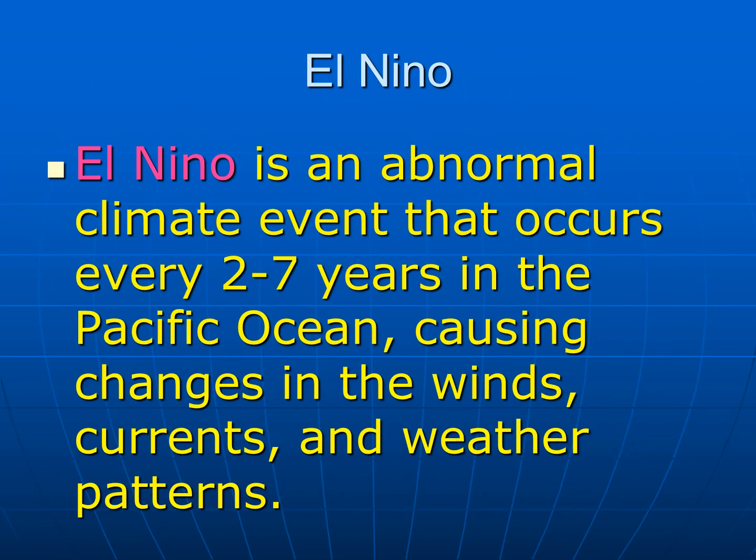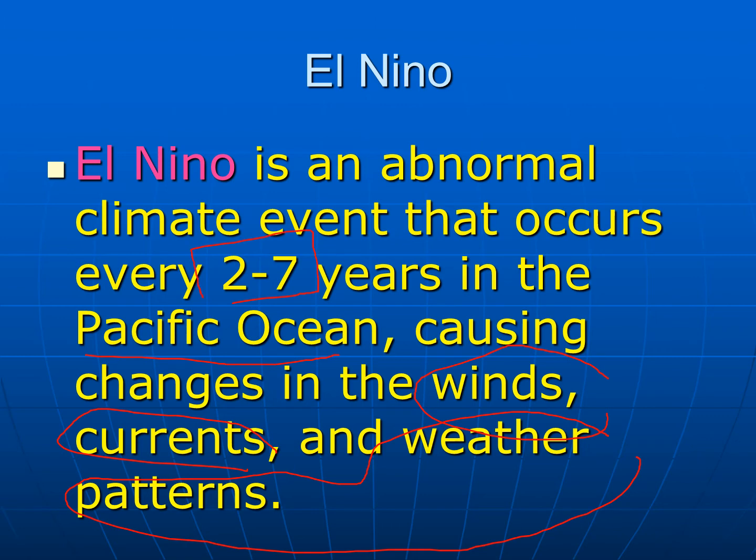Now, you probably heard about this, but this is going to be a quick little review. El Nino is an abnormal climate, and it happens every 2 to 7 years on the Pacific Ocean. Okay, this causes changes in winds, currents, and weather patterns. It's not all about just global warming, but this is something that happens every 2 to 7 years. So yes, this happens in the Pacific Ocean.